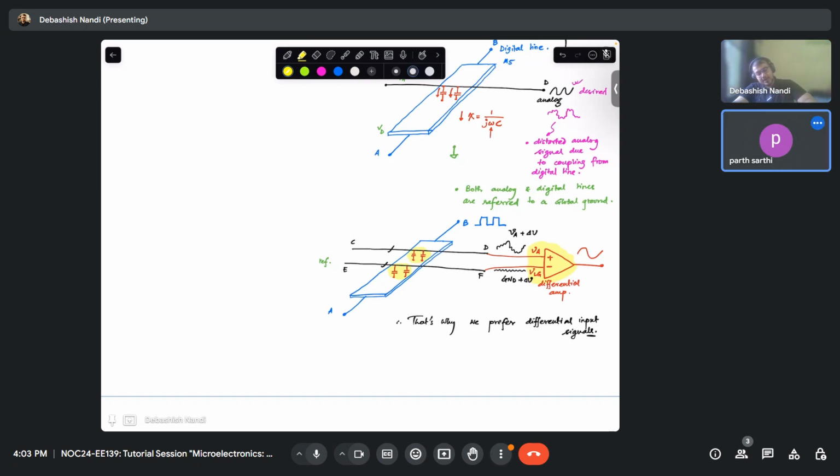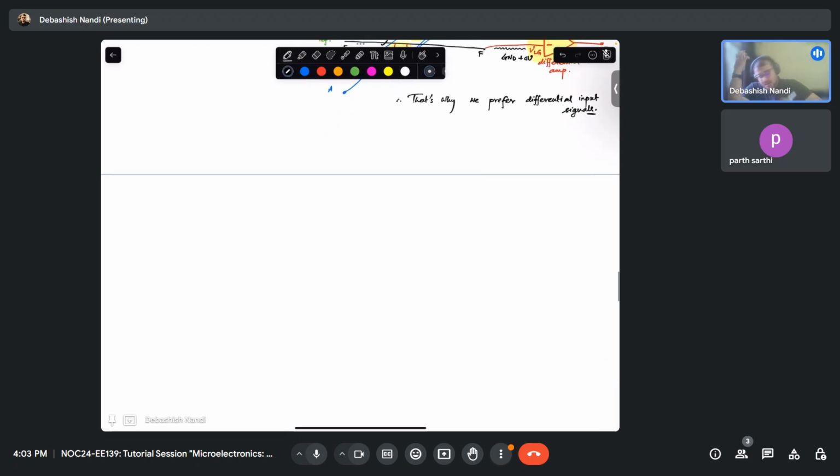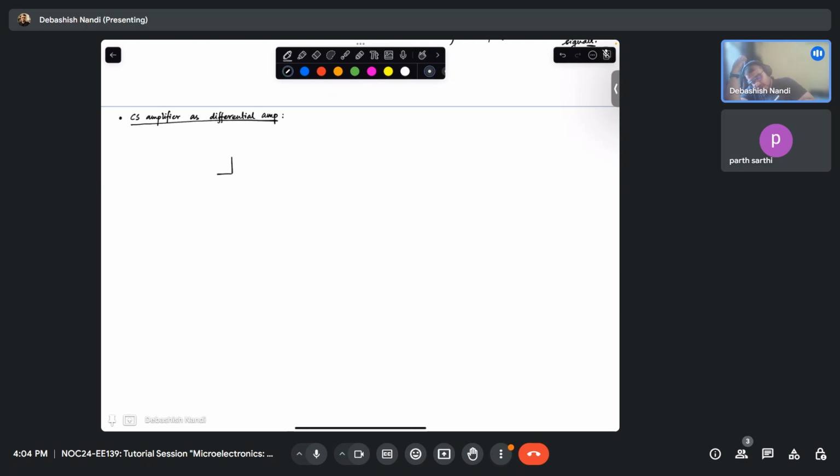Okay, so if that is the case, so far what we have studied, can you tell me if I can use my common source amplifier as a differential amplifier? So what is your common source amplifier? This is, let's say, V1 and this is, let's say, V2. So what is your V out? V out is equal to minus gm times RD times V1 minus V2. Is that clear?